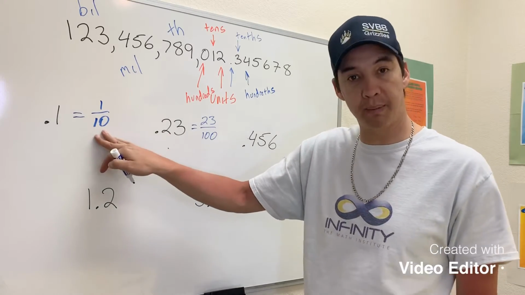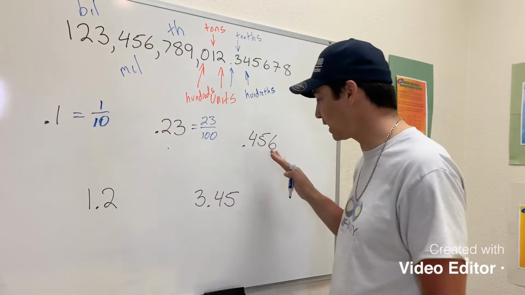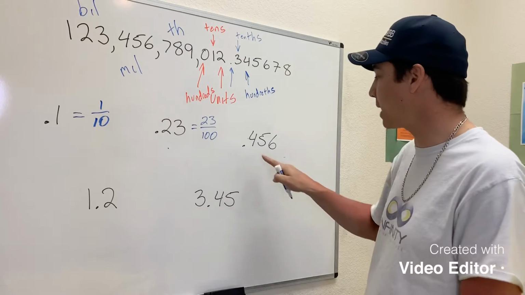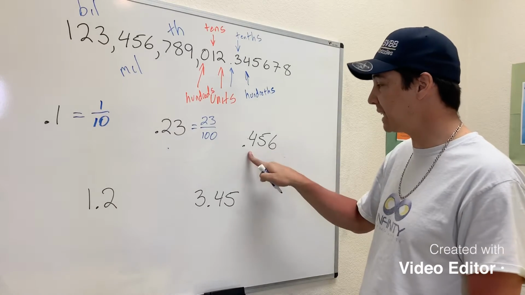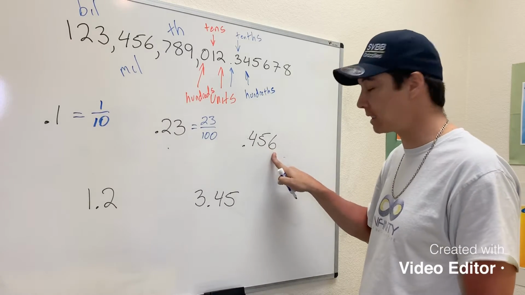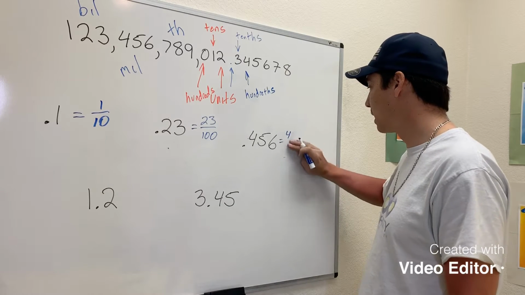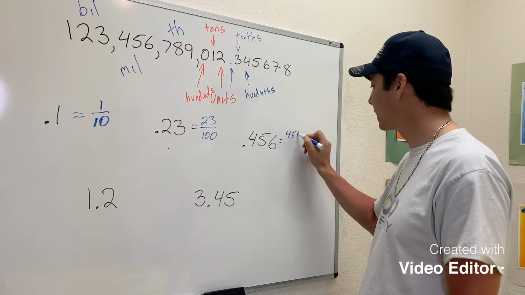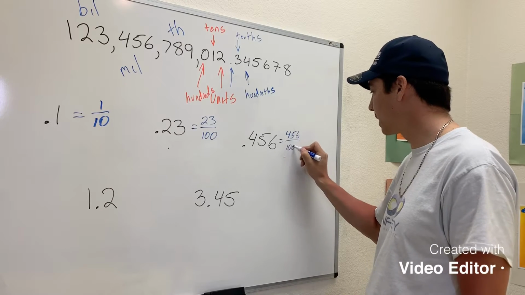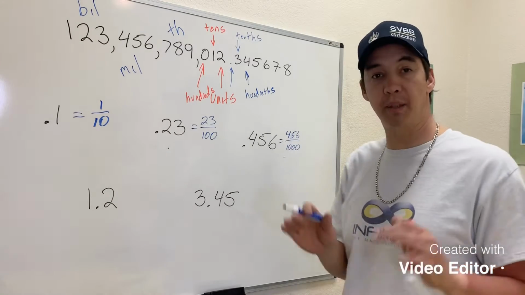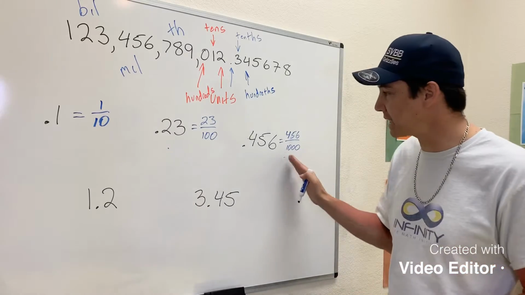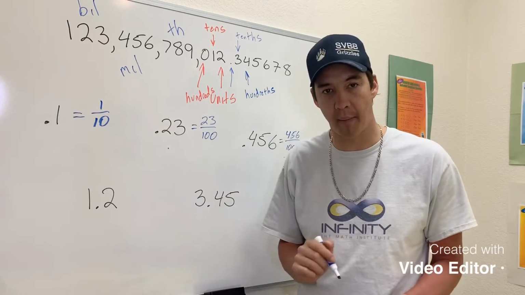Right? 10 to the first power is 10. 10 squared is 100. 10 cubed is 1,000. How many spots do we have? 1, 2, 3. Tenths, hundredths, thousandths. So this would be 456 thousandths. And that should be pretty clear. We're always going to have a power of 10 in the denominator.